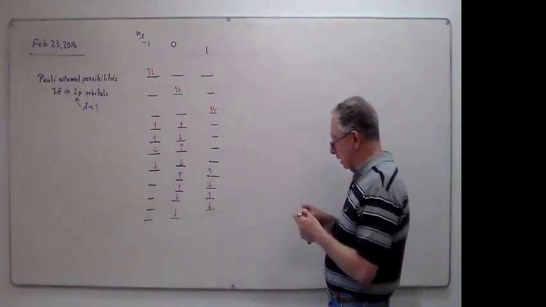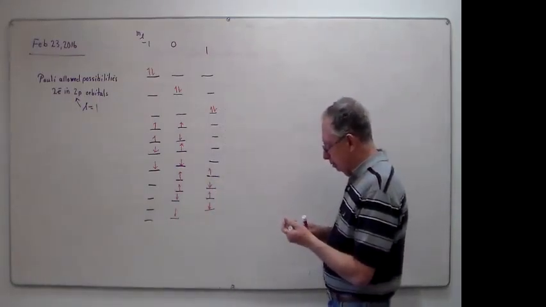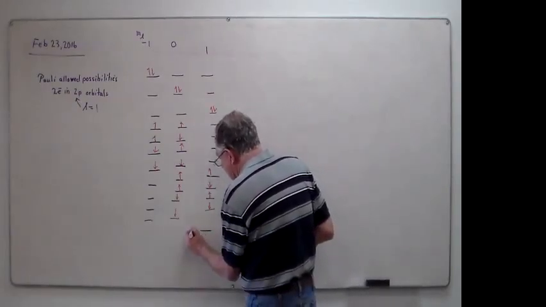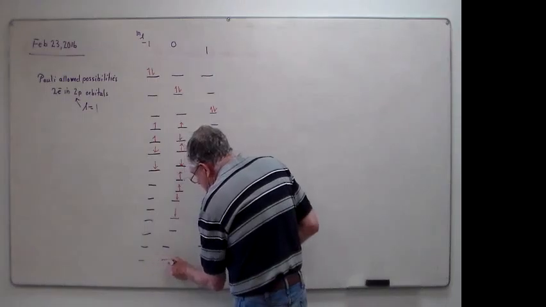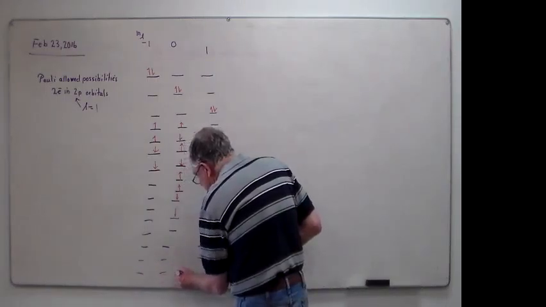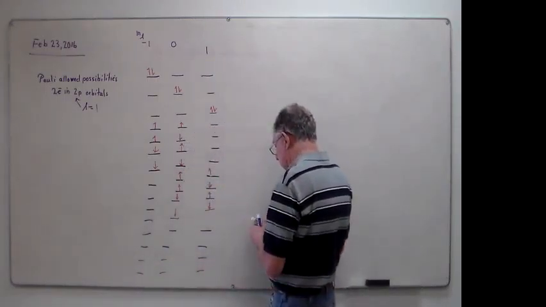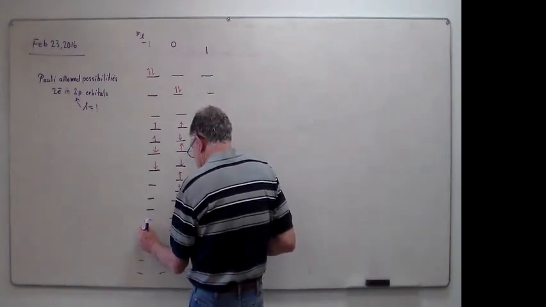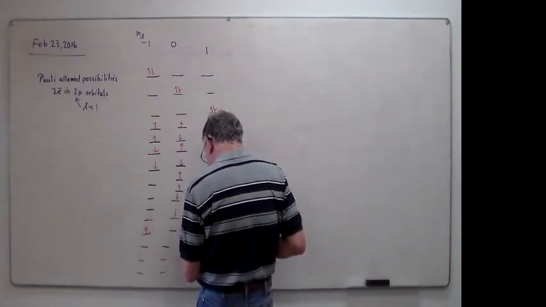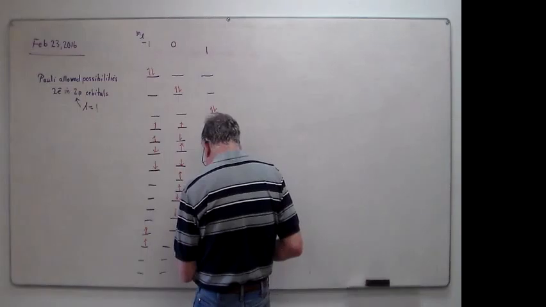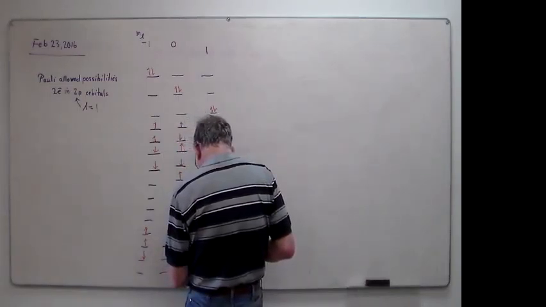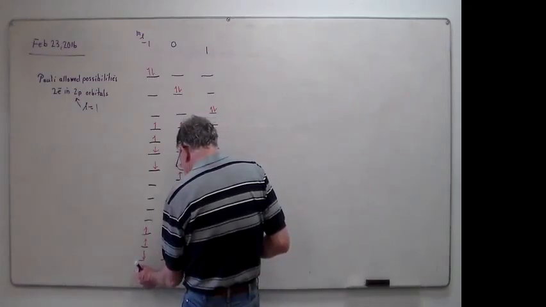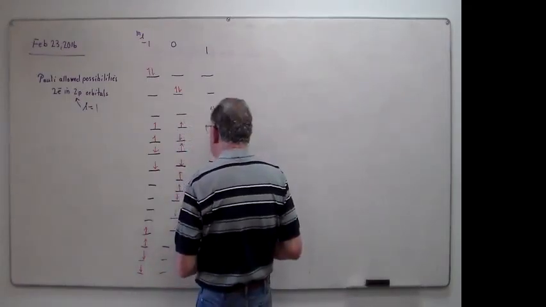And what's the final possibility? There's one on the right, and all to the left. One on the right, one on the left. That's exactly right. Okay, so there's up, up. There's up, down. There is down, up. And there is down, down.